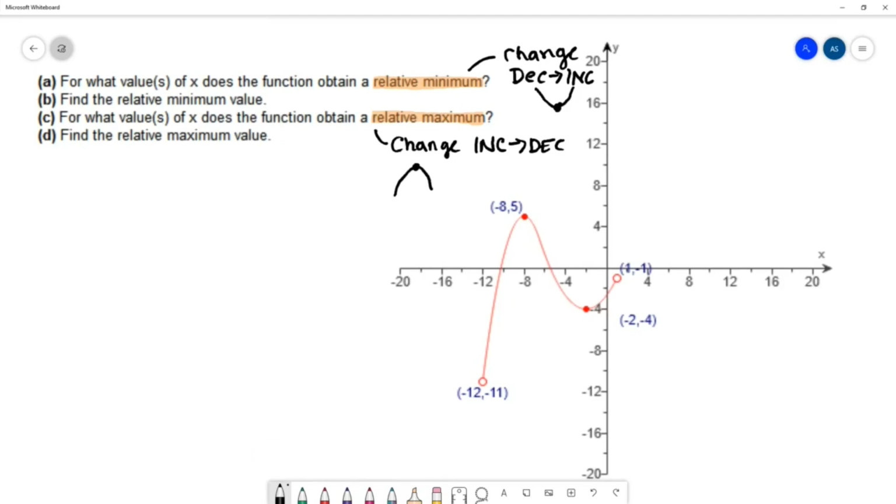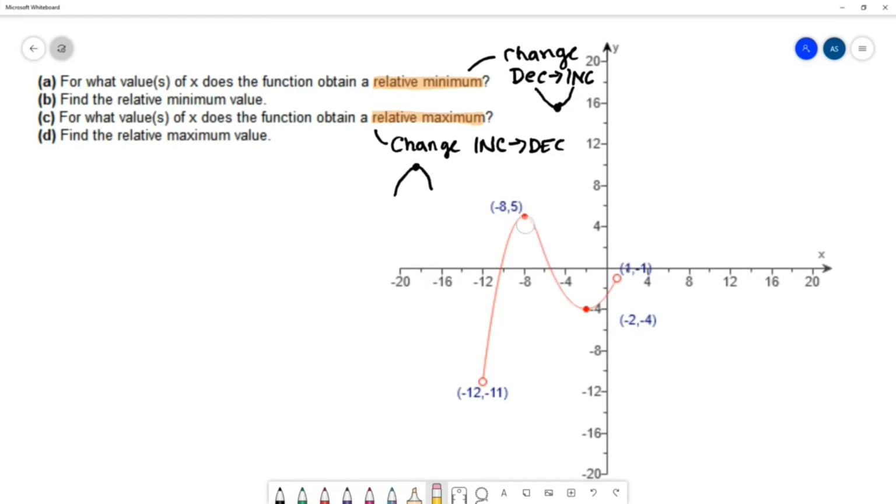So first we want to analyze the graph for increasing and decreasing, and then we'll see if there are any changes. And if we notice changes, then we have a relative minimum or maximum value. So I'm going to trace the graph going from left to right. So this point here is the farthest left, this ordered pair -12, -11. I'll start tracing the graph, and as I'm tracing the graph, I notice that the y values are increasing. So this portion of the graph is increasing.